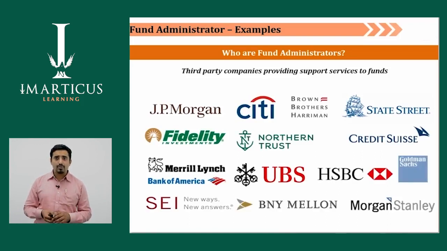Some of the examples of companies who act as fund administrators are shown on the screen, such as JP Morgan, Citibank, HDFC Bank, Morgan Stanley, and several others. However, also understand that these are also fund management companies. So they have multiple lines of businesses. These are bulge bracket financial services firms. They have a mutual fund business. They have an investment banking business. At the same time, they act as fund administrators for different kinds of funds.